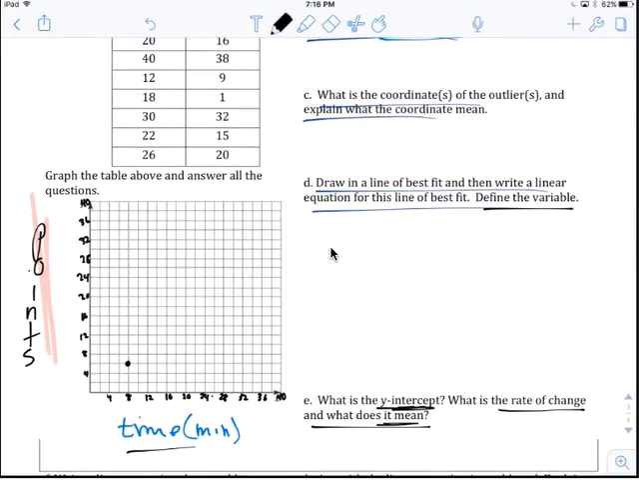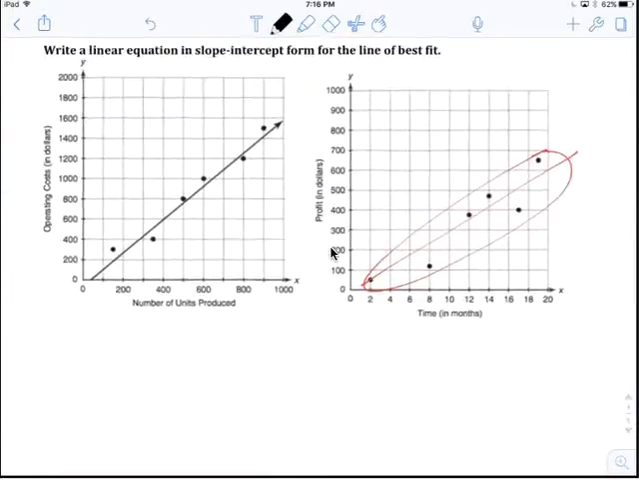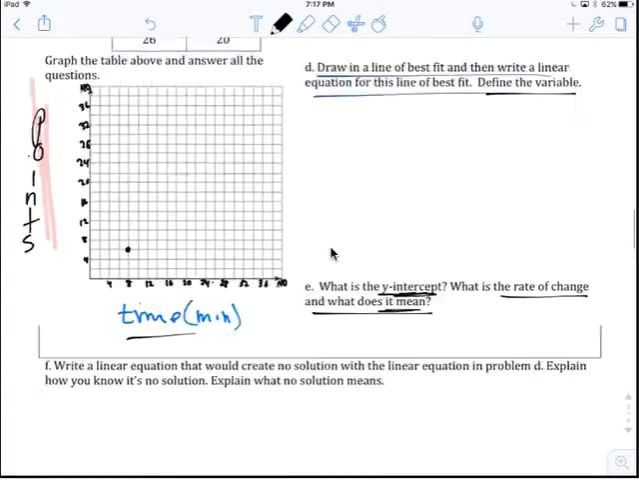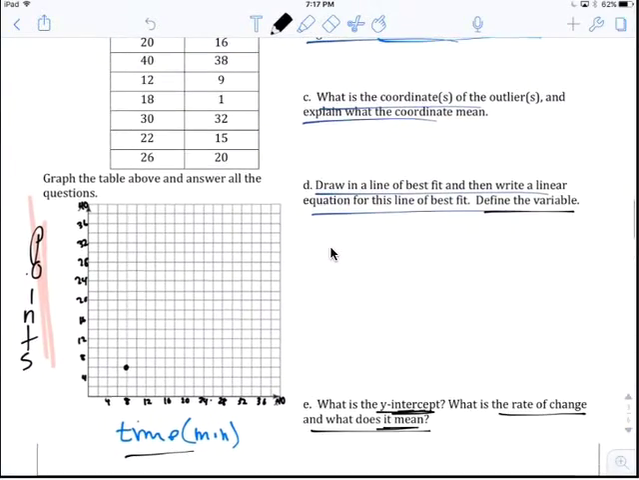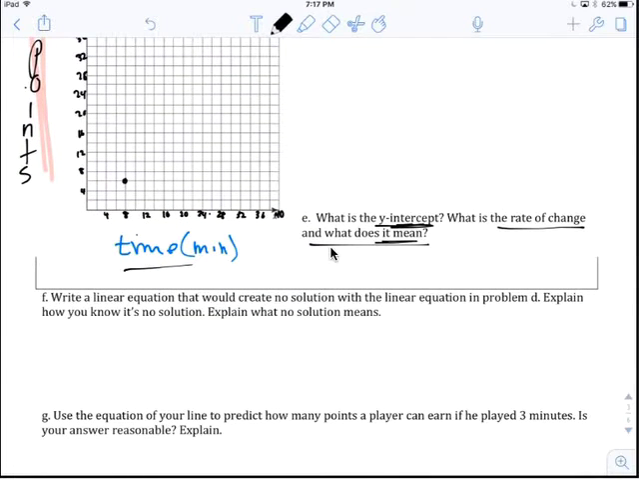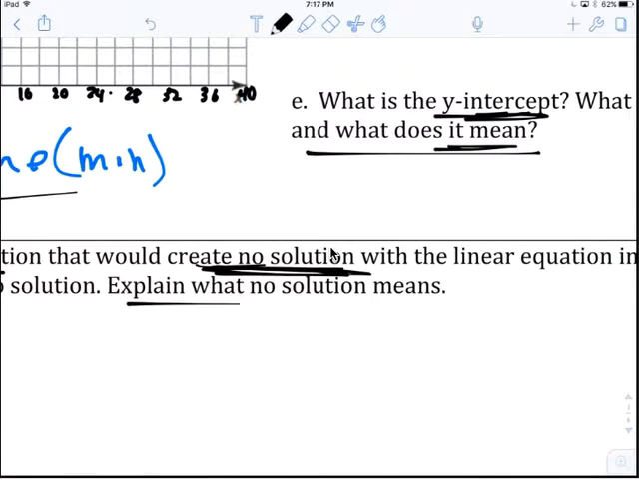You make a scatter plot. You draw the line of best fit. Basically, it's like this one here, these two, alright? Problems are just all like this. I'm not sure what I'll give you on the test. But anyways, write an equation that would create no solution. So whatever your line is, no solution means the rate of change has to be the same. How do you know it's no solution? The rate of change has to be the same for it to be no solution.